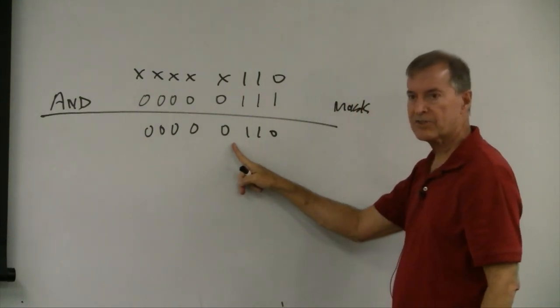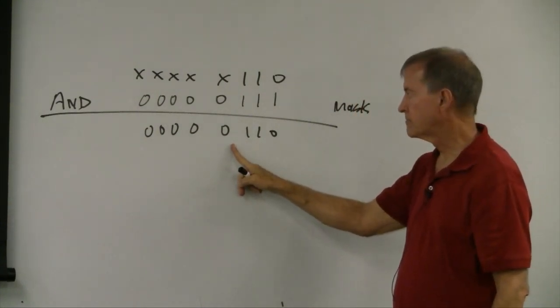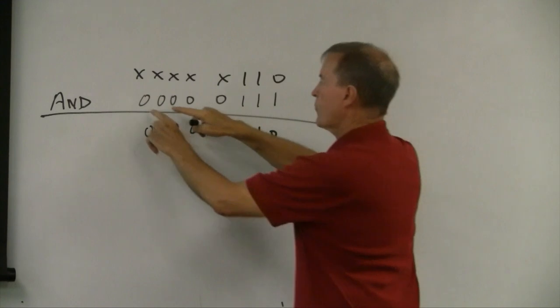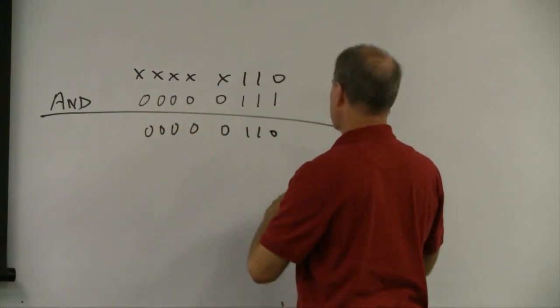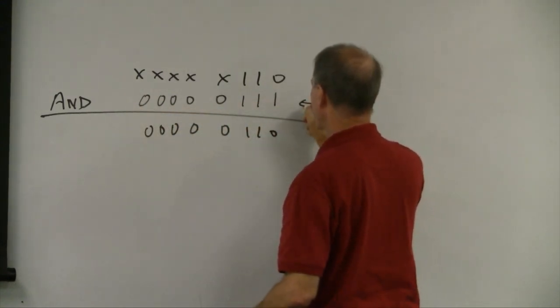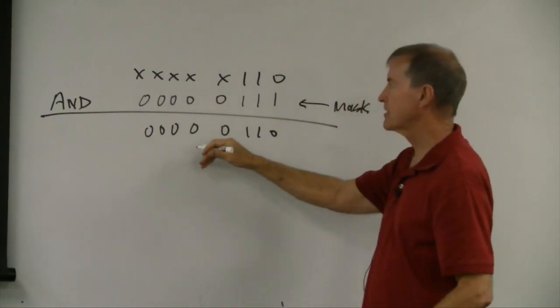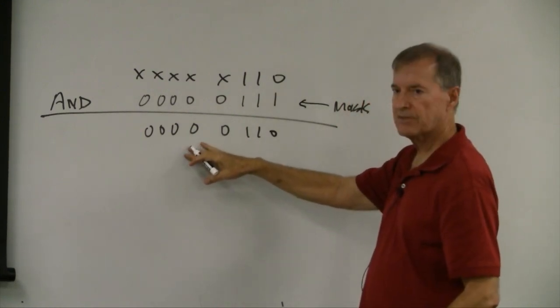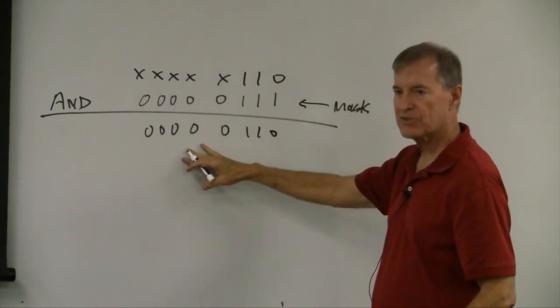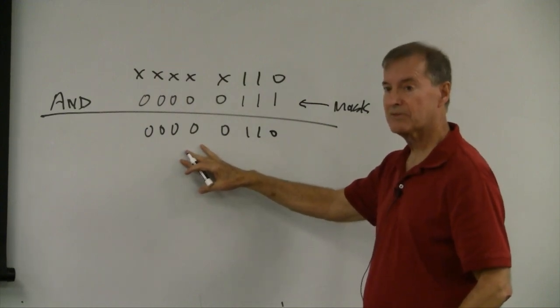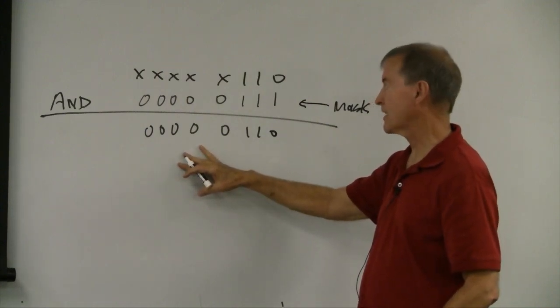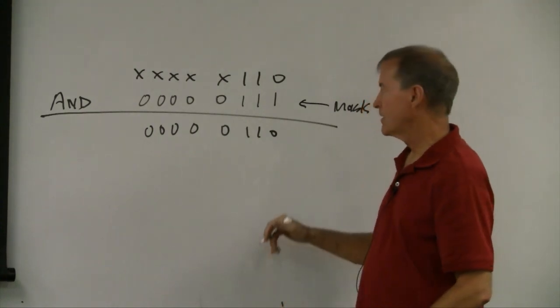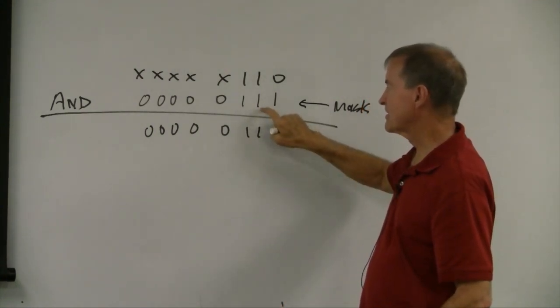Are you with me? Yeah, question? Is it the 111 that's a mask, or is it the entire thing? No, no. This whole thing is called a mask. We are masking out the first 5 bits. That's what you say: mask out the first 5 bits, mask out all but the last 3 bits. Right? But now what number is this?